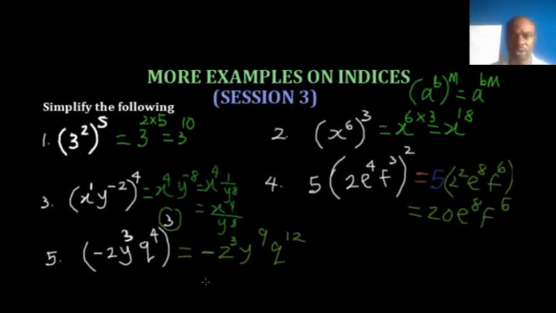So we now be having minus 2 raised to power 3, that gives us what? 2 raised to power 3 is 8. Very good. Then we have y raised to power 9. Then we have q raised to power 12.